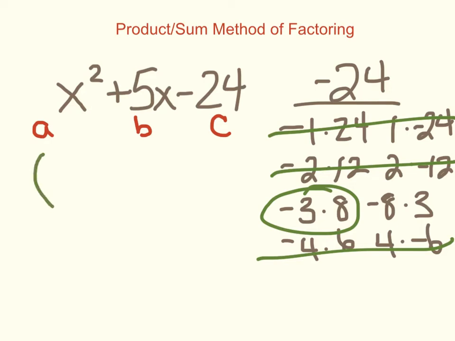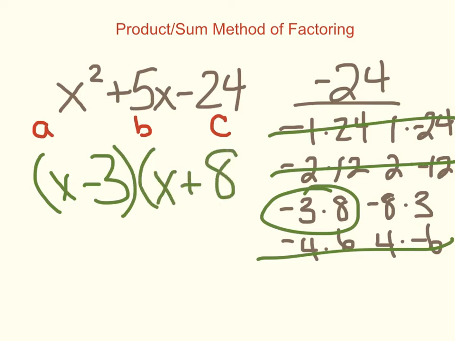So we're going to write it out like this: x minus 3 times x plus 8. That's as far as we have to go, because if we were to do our double distributive, which we learned in our last unit, we would just come up with x squared plus 5x minus 24, which is what we started with. So we're actually going backwards for this unit.